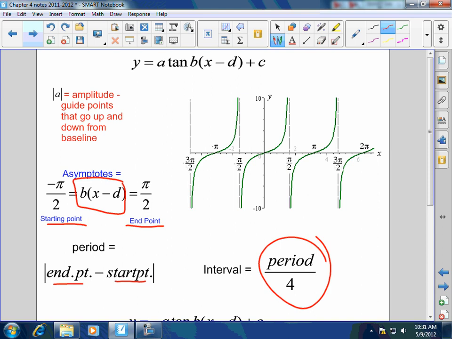Positive tangent graph. Left to right increasing. Left to right increasing. Left to right increasing. And these are all my asymptotes.